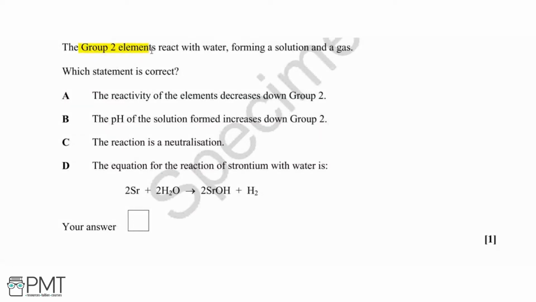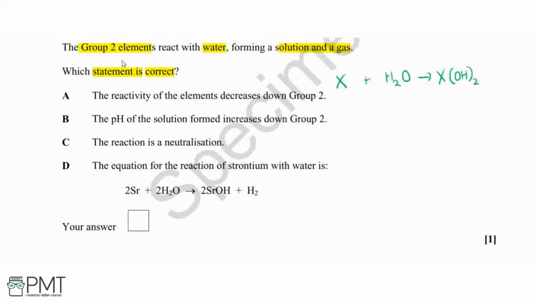A group 2 element reacts with water to form a solution and a gas. For this question, we need to identify which statement is correct. So let's start by writing out a general equation for the reaction of a group 2 element with water. We're going to call our group 2 element X to show that it's a general element, and we're reacting this with water. When one of our group 2 elements reacts with water, we produce a hydroxide solution, and this will have the formula of X with 2 lots of the hydroxides.